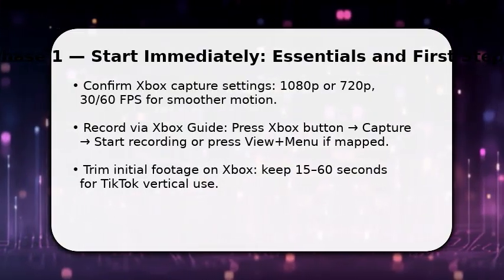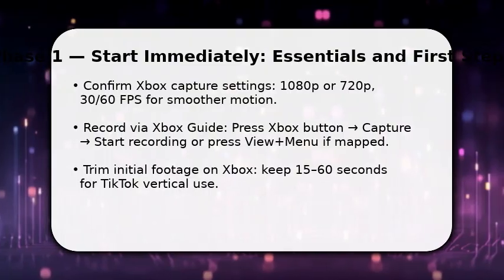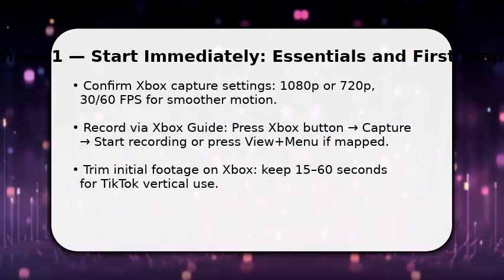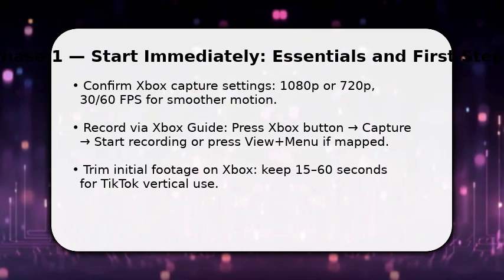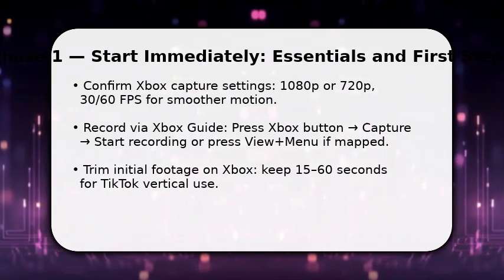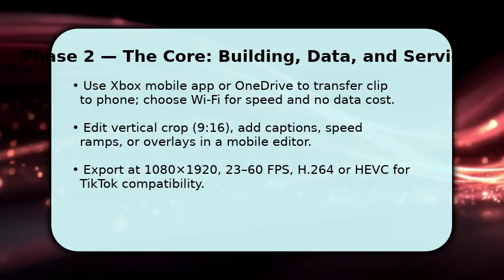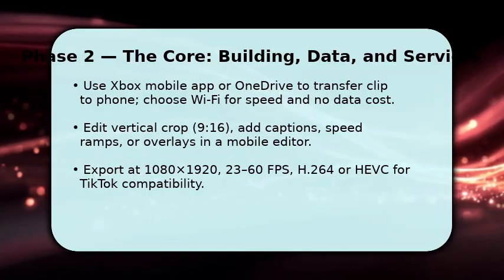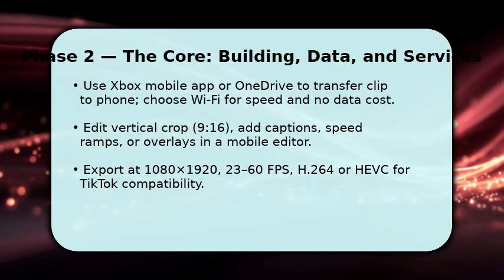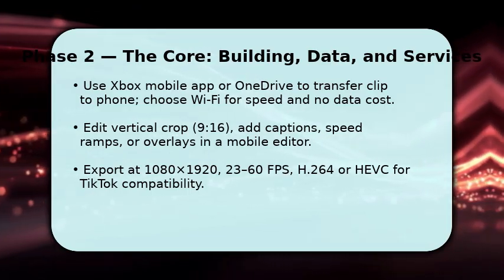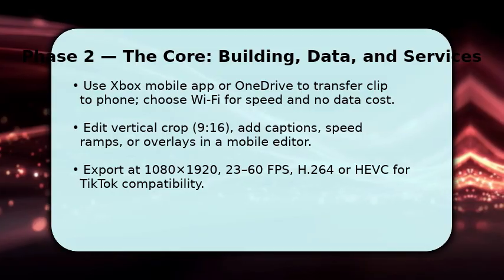Make sure to trim on the console to about 15 to 60 seconds because TikTok favors shorter vertical clips, and shorter drafts make later editing faster and cleaner. Once you have the trimmed clip, transfer it to your phone using the Xbox mobile app or upload to OneDrive and download on your device. Wi-Fi keeps transfer fast and avoids data charges.